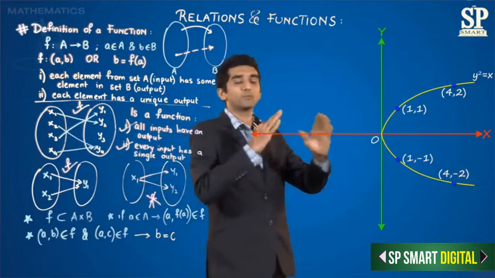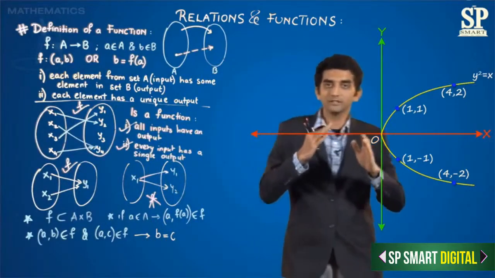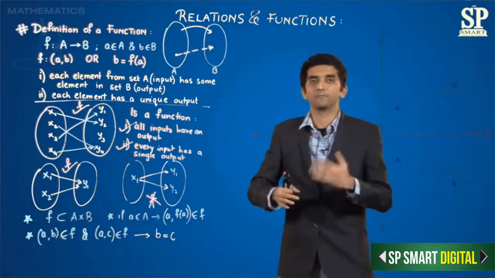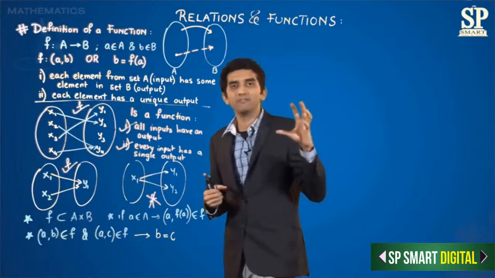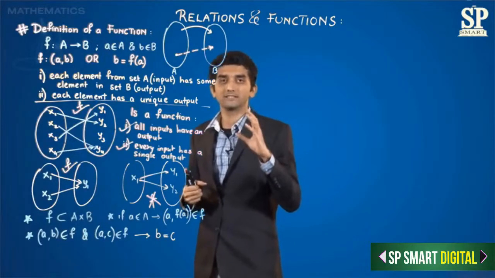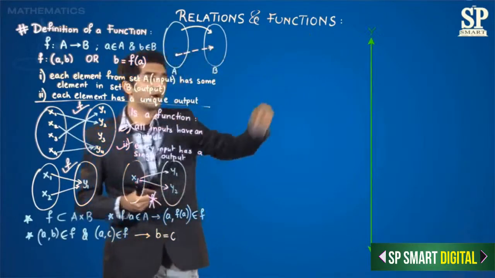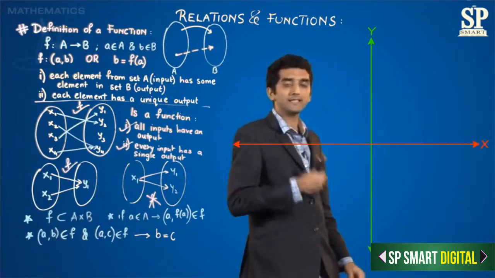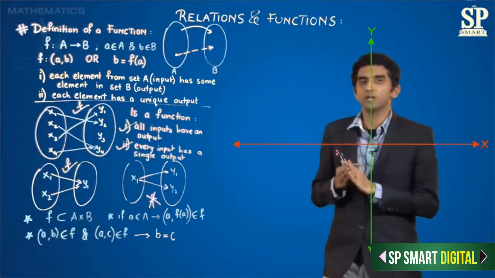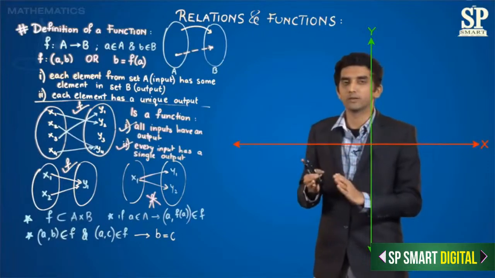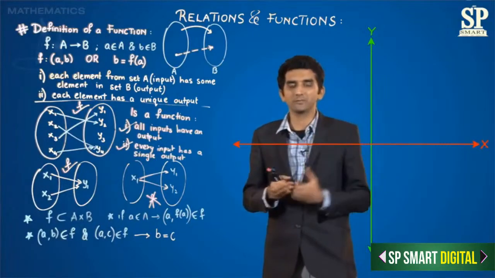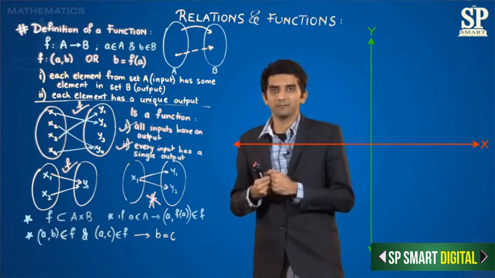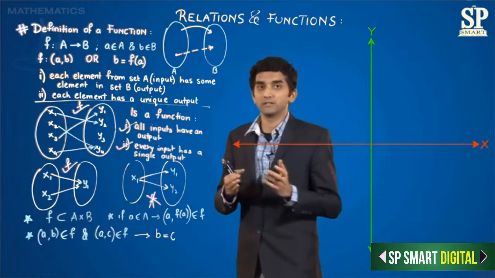We need to understand that both the examples that we took were relations, but the first one was a function, the second one was not. Now it's time to have them on the coordinate system. So here we have our y-axis, here we have our x-axis. So first let's take the first example, which is y equal to x square, and let's try and draw this particular graph with the help of the few ordered pairs that we had obtained from the machine, right?